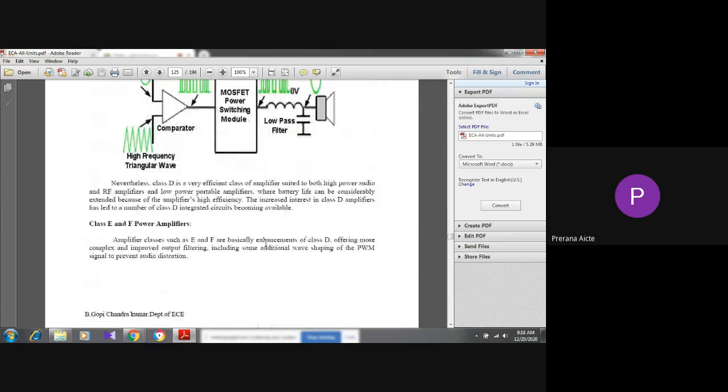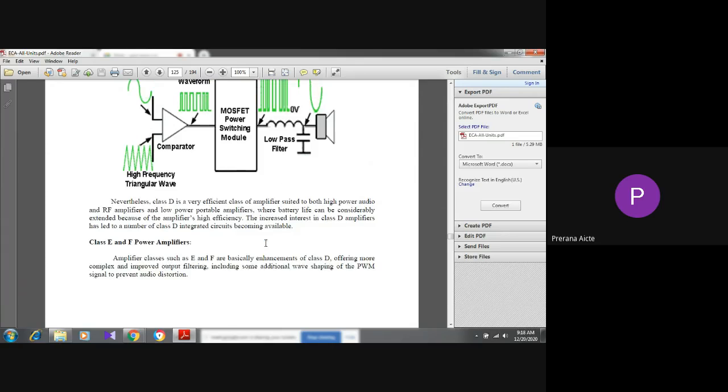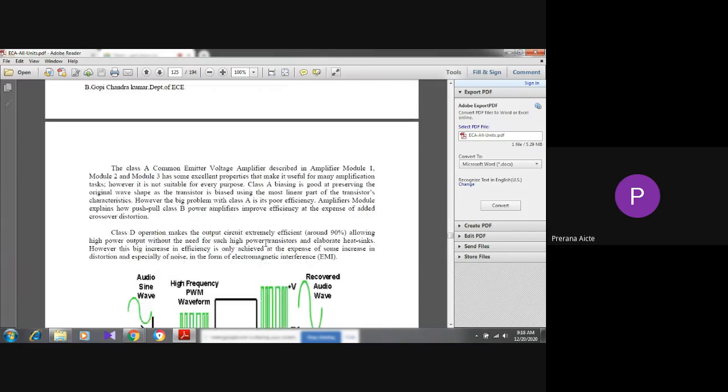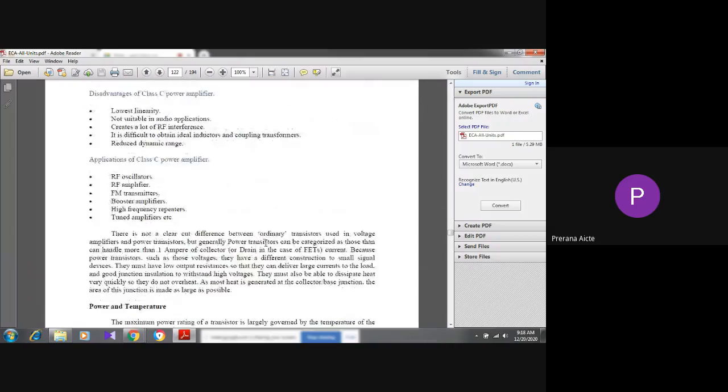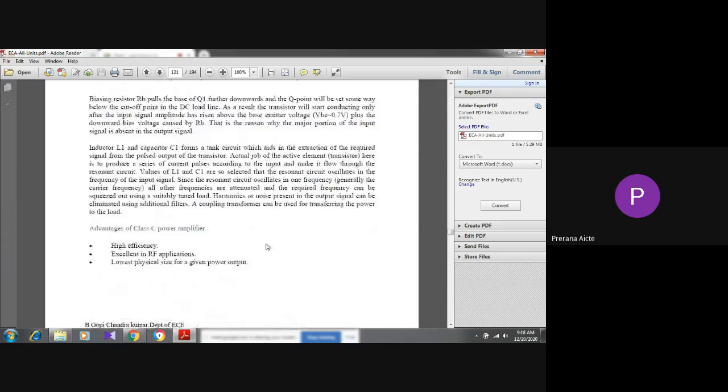In class A, we have two types: series fed and directly coupled. Similarly, in class B, we have two types: push-pull amplifier and complementary symmetry. Then there are class C and class AB amplifiers. In class B, we got the crossover distortion. So to avoid that crossover distortion, we go for the class AB mode, in which we use two diodes instead of the two resistors. And then to reduce the heat, we can use a heat sink, such as a power transistor heat sink.